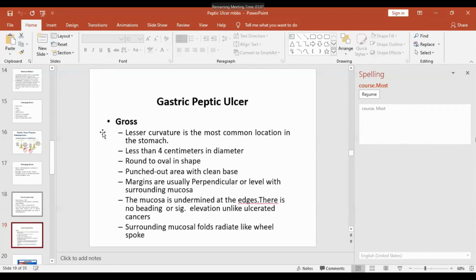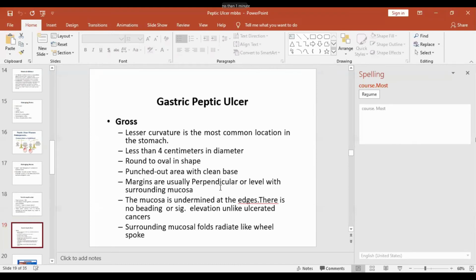So now what is the gross appearance of the peptic ulcer? As I told you, it occurs in the lesser curvature, more in the antral area. It is less than 4 centimeters. This is important. It is round or oval, punched out, which means its edges are straight. And it has a clean base. There is no pus, there is no debris in the base.